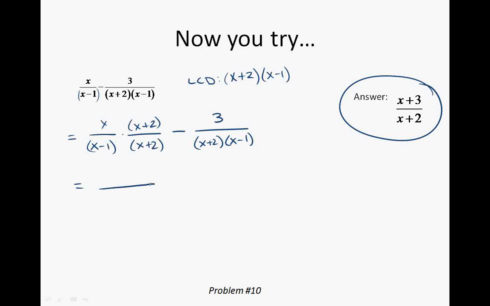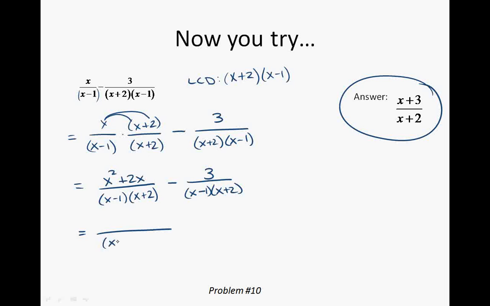So the first one, again, I keep the denominator in factored form, and then I expand the numerator. So x times x plus 2 is x squared plus 2x. And then we have minus, and in my numerator, it's just a 3. So when I combine this, none of the terms in my numerator are like, and they have different exponents, so I'm going to put this into descending order.